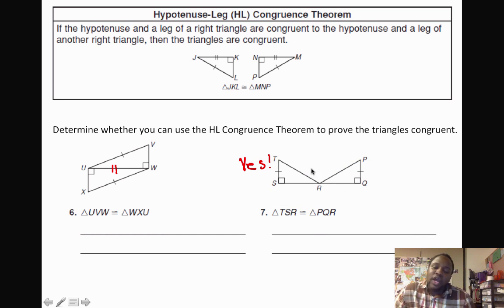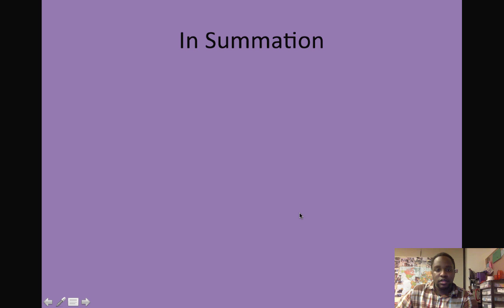So lastly, let's try this one. Can we prove HL with this one? Well, no, we can't. We know that this is a right angle, and we know that these legs of the right triangle are congruent, but we do not know if the hypotenuses are congruent. So since we don't know that the hypotenuses are congruent, we cannot say that these triangles are congruent. We would need more information.